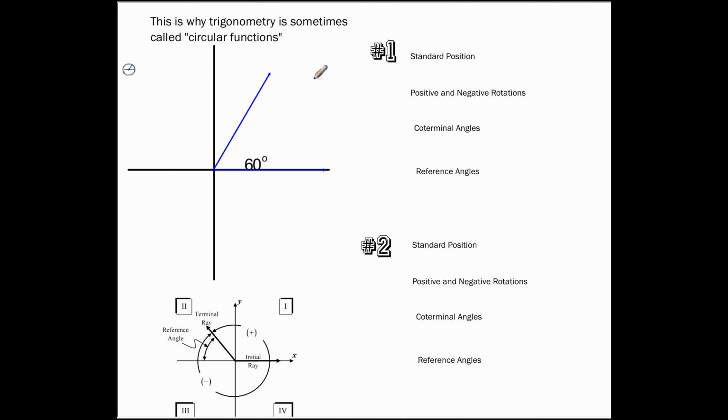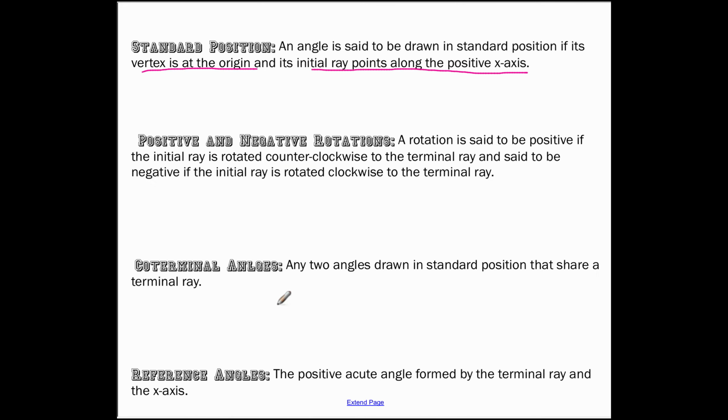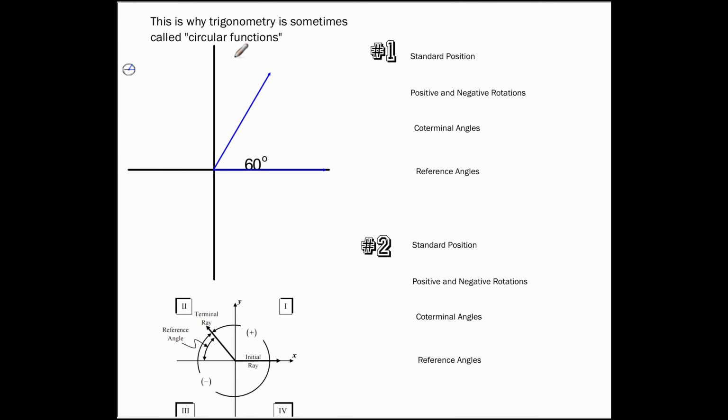Now what about that reference angle? The positive acute angle, so it's got to be positive, it's got to be acute, formed by the terminal ray and the x-axis. Okay, well where's my terminal ray? Right here, and the x-axis right there. So what I do is I drop generally from the tip down, and I just formed a reference angle.